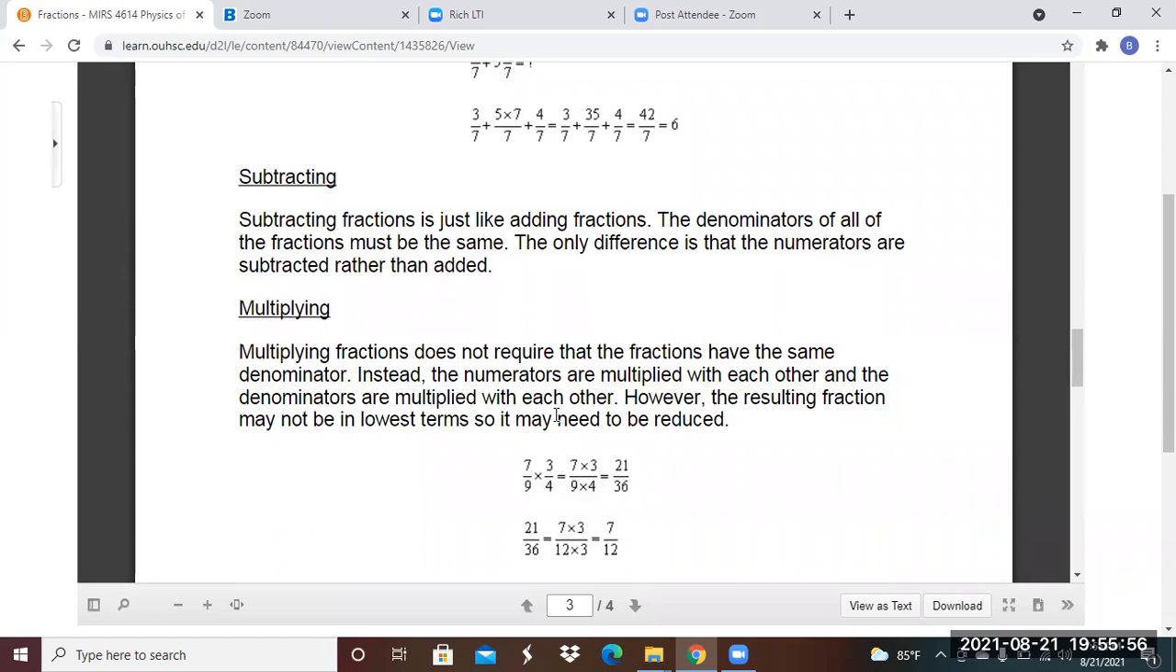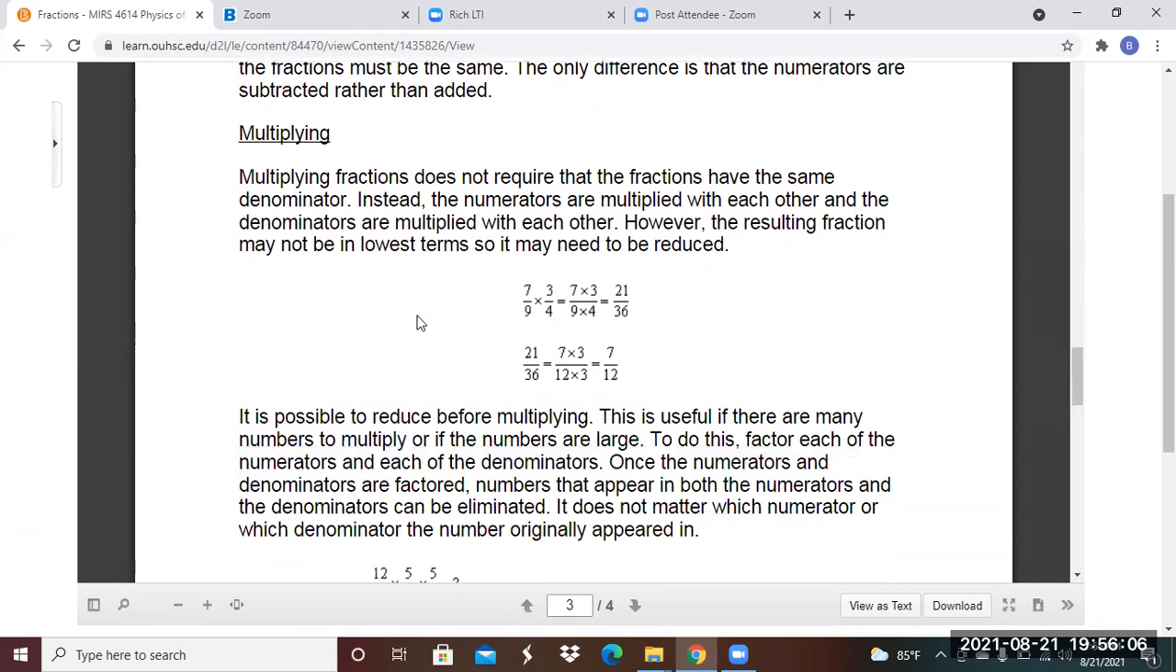So subtracting fractions is just like adding fractions. The denominators of all the fractions must be the same. The only difference is that the numerators are subtracted rather than being added.